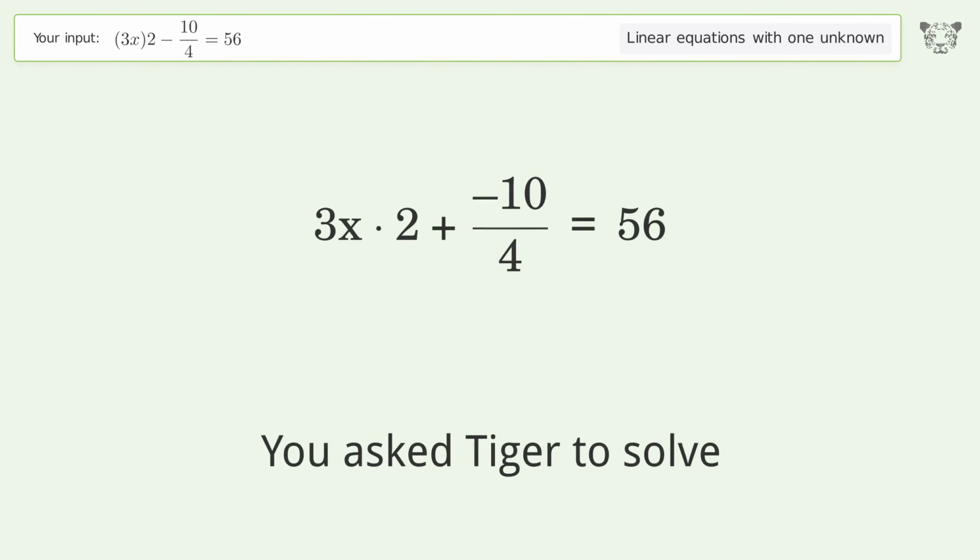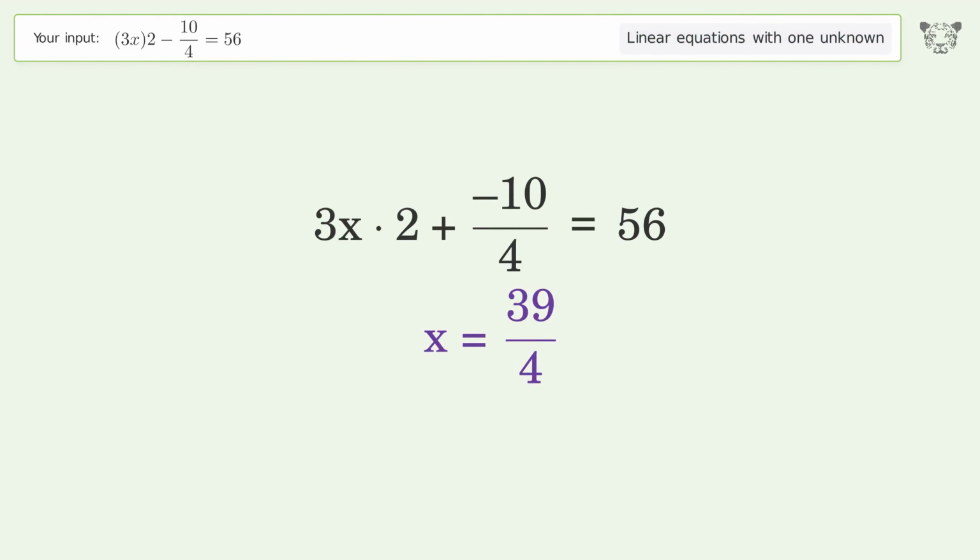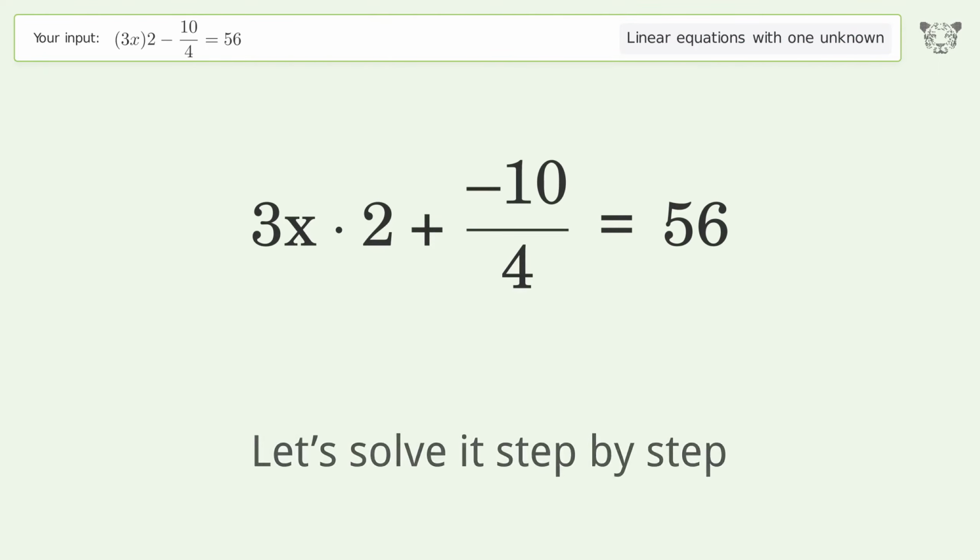You ask Tiger to solve this. It deals with linear equations with one unknown. The final result is x equals 39/4. Let's solve it step by step.